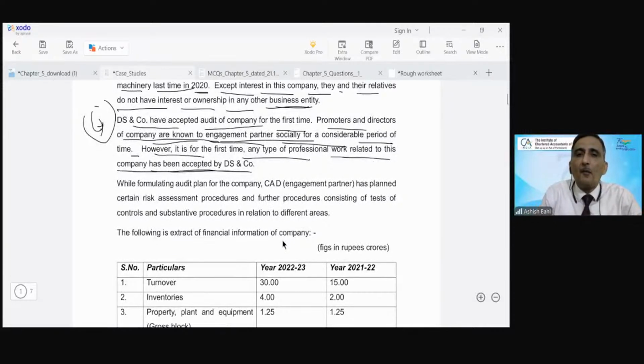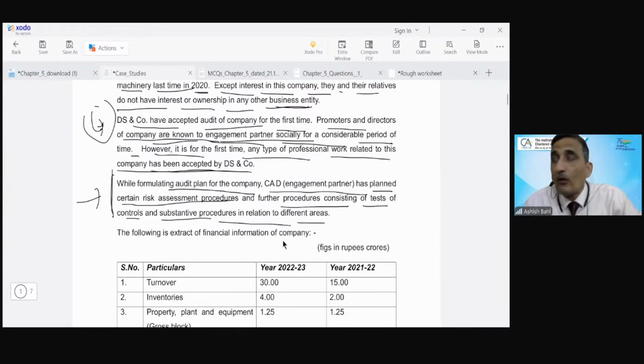So while formulating the audit plan for the company, the engagement partner has planned certain risk assessment procedures and further procedures consisting of tests of controls and substantive procedures in relation to different areas. So obviously, before conducting audit, you know that the auditor makes an audit plan in accordance with which standard? Yes, guys, come on quickly.